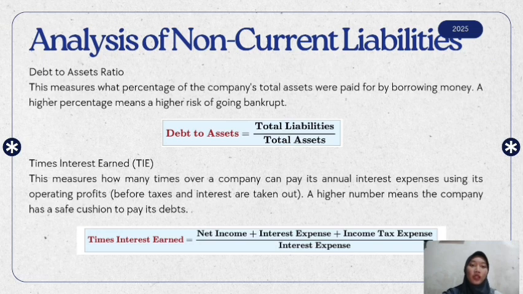For the second, it's times interest earned, or TIE. This measures how many times over a company can pay its annual interest expense using its operating profits before taxes and interest are taken out. A higher number means a company has a safe cushion to pay its debt. To find the times interest earned, use this formula. The formula is net income plus interest expense plus income tax expense, and the result of all of that is divided by interest expense.